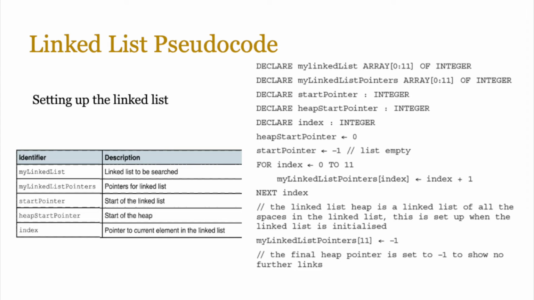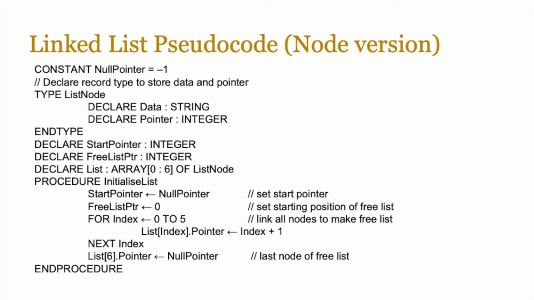We can also set it up as a record type or a class or an object, and on screen you see another variant of a linked list pseudocode, but this is called the node version. This is the much more efficient way of creating a linked list. So here we define a null pointer as -1 because we don't want to keep calling it -1 all the way through the code. Later on, if you want to change the null pointer to something else, we can do that instead of changing every instance of -1 to a new value.